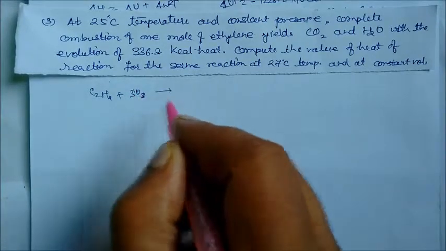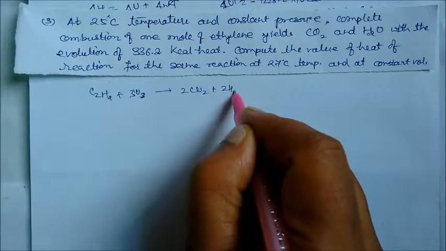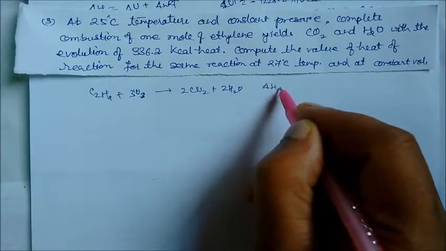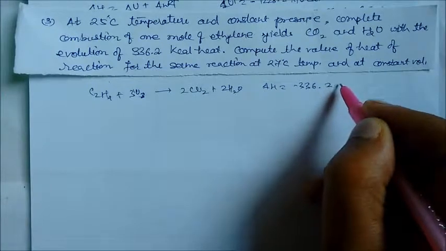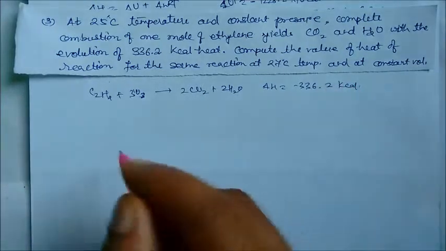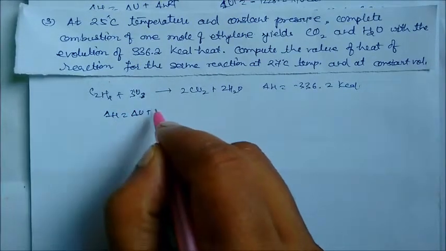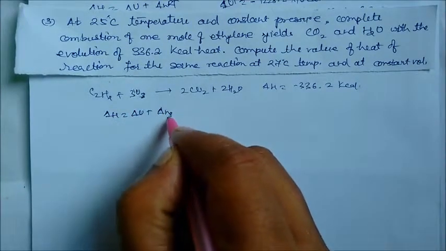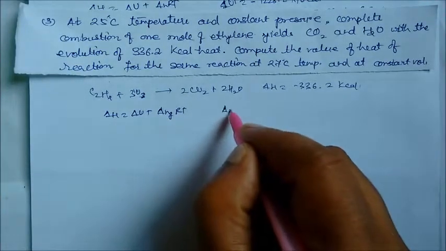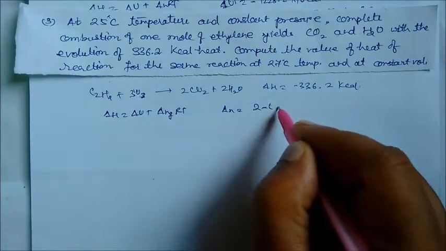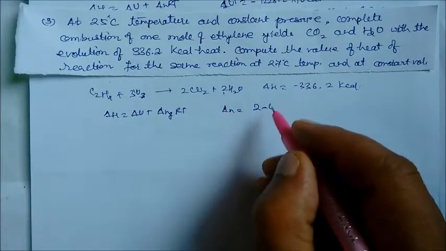Okay, so it will give you here 2 molecules of carbon dioxide plus 2 molecules of water, and delta H is again given here as minus 336.2 kilocalorie. So now you can use the formula delta H is equal to delta U plus delta n (the gaseous molecules) times RT. So here the gaseous molecules, 2 minus, we can say 2 is there here.